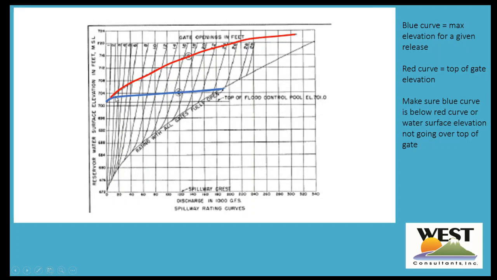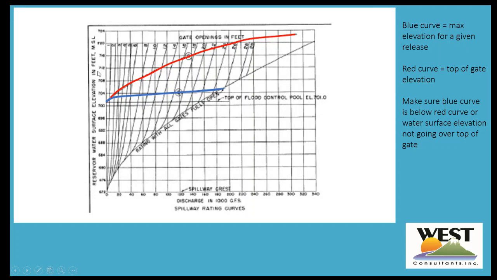Now that's shown by this blue curve, and the definition of an induced surcharge envelope curve is the maximum elevation for a given release. You also plot the red curve, which is going to be the top of gate elevation. And really that's just to verify that the maximum elevation that's specified by the blue curve is not higher than the top of gate elevation, because if it was, it means that I have water going over the top of my spillway gate. Now these are plotted on what's called the spillway rating curve. And if we look at the axis on this, we have reservoir elevation in feet.